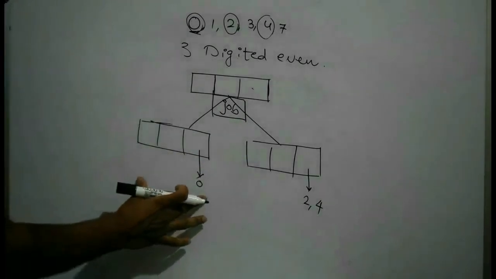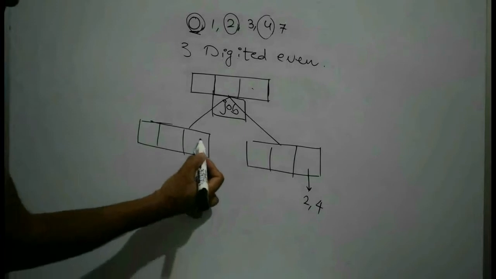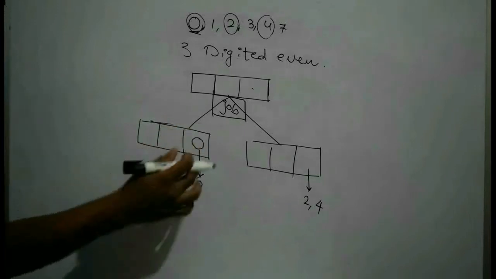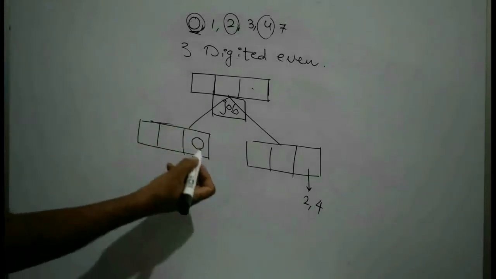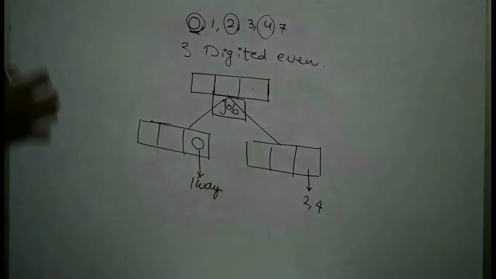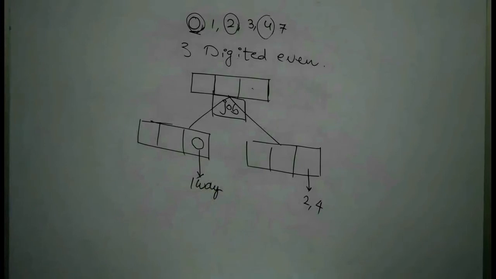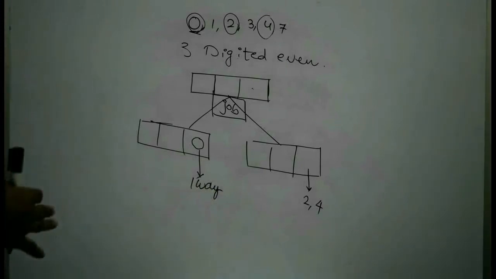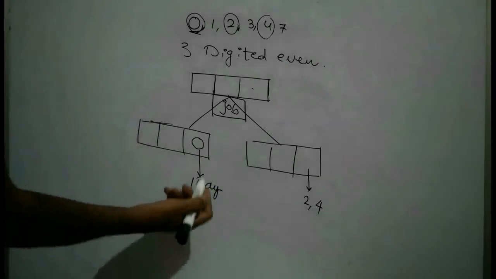Now I'll come to this first case. What I did here, I placed this 0 in the units place. So how many ways? There are no choices other than this. Therefore there is only one way, because 0 is the only choice for you. That is the situation we are taking, one way.